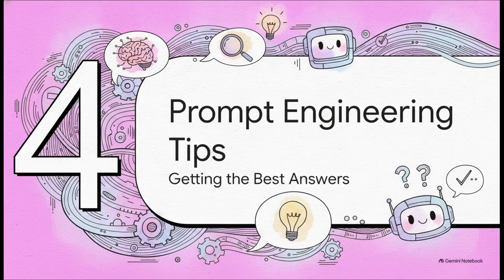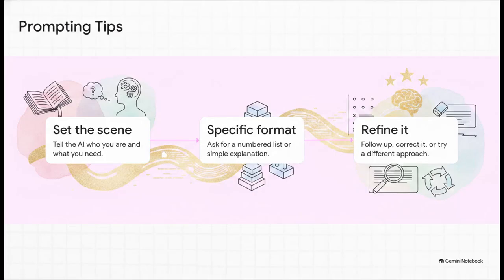Section 4. Prompt engineering tips, taking it one step further to get those perfect answers. Building on that restaurant analogy, here are 3 golden rules to get the very best answers from your new AI assistant. Step 1, set the scene.